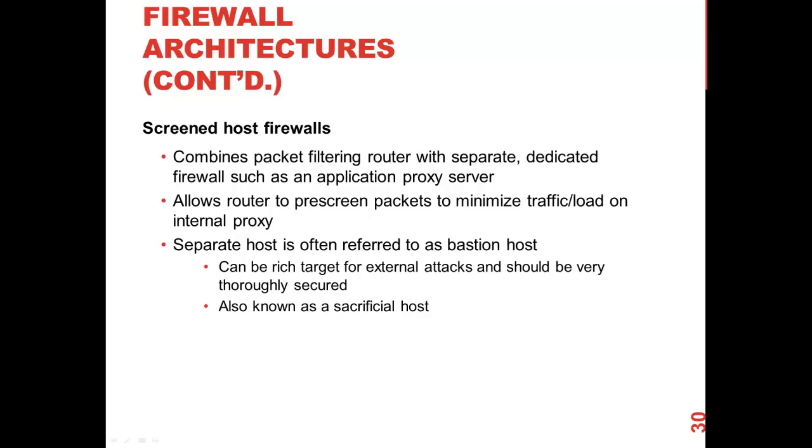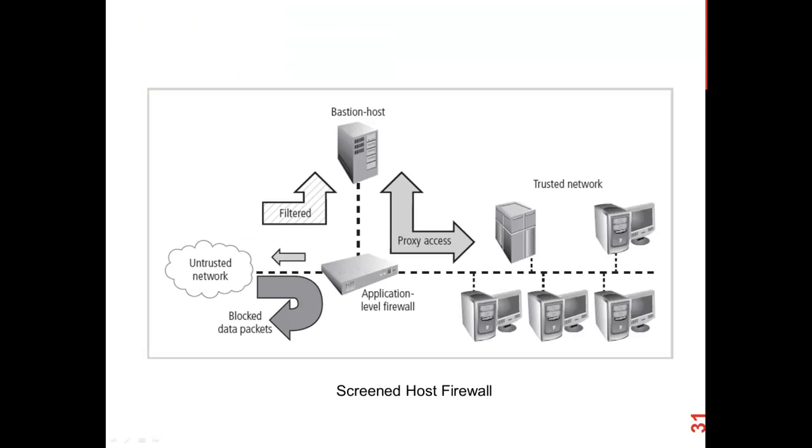In other words, it can be a rich target for external attacks and therefore should be very secured. You're going to want to remove any unnecessary services. You're going to want to make sure auditing and logging is turned on so that you can see what's going on and be able to recognize an attack when it occurs. Here's another image: you have a packet filtering firewall or application level firewall that's being used as the initial filter, pushing things to the bastion host before it's allowed into the internal network. A little bit more secure, a little bit more functional.